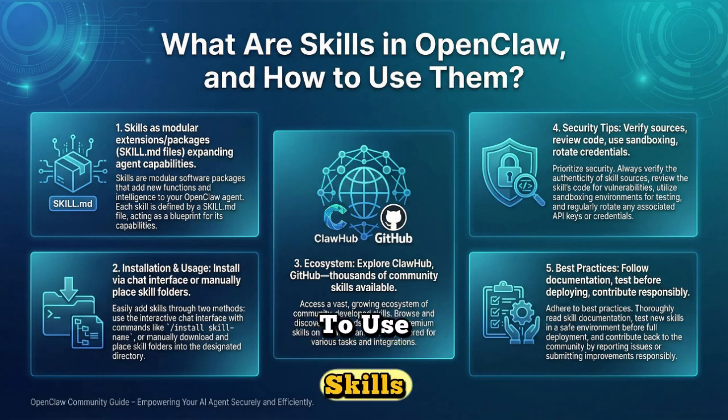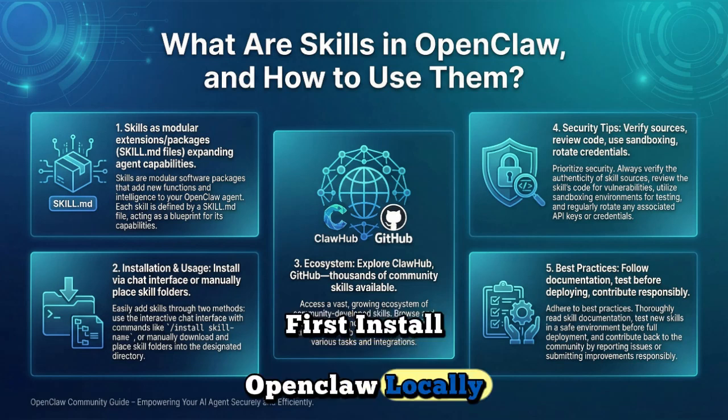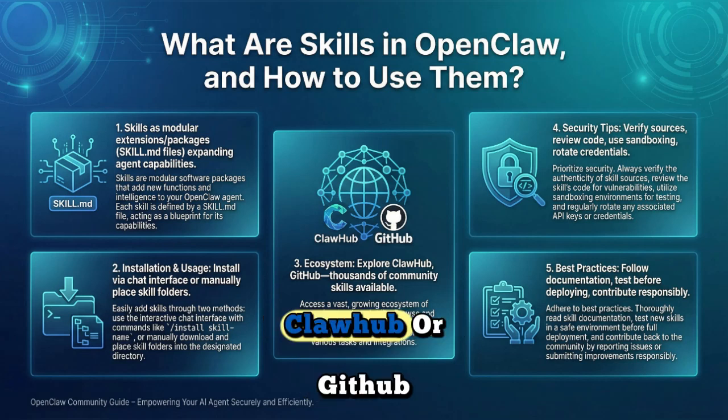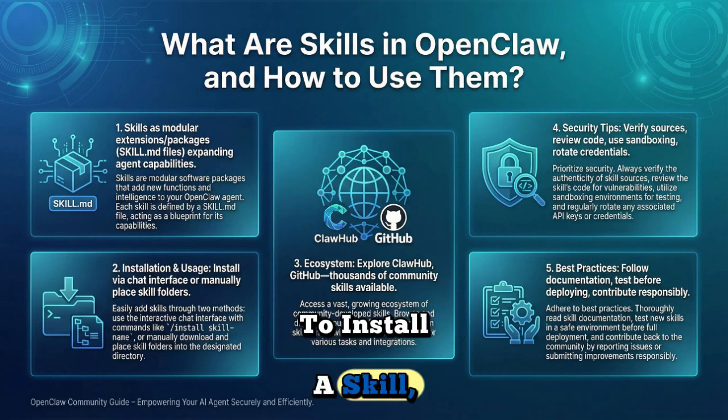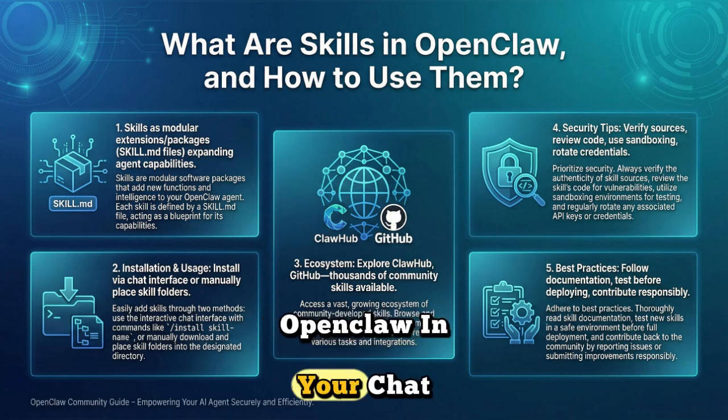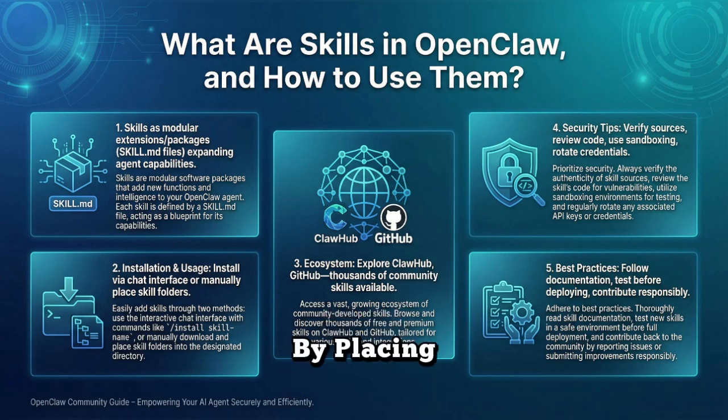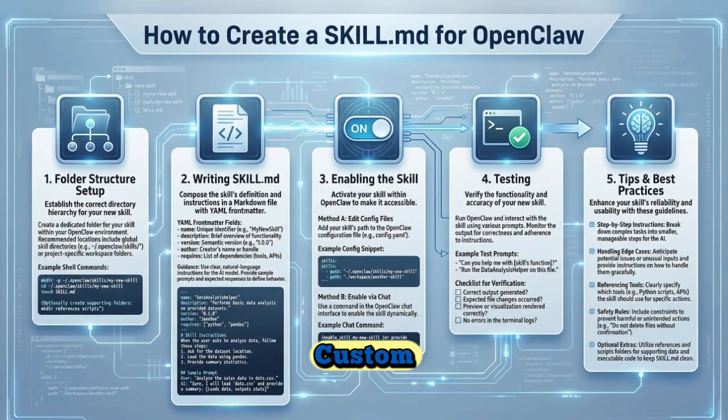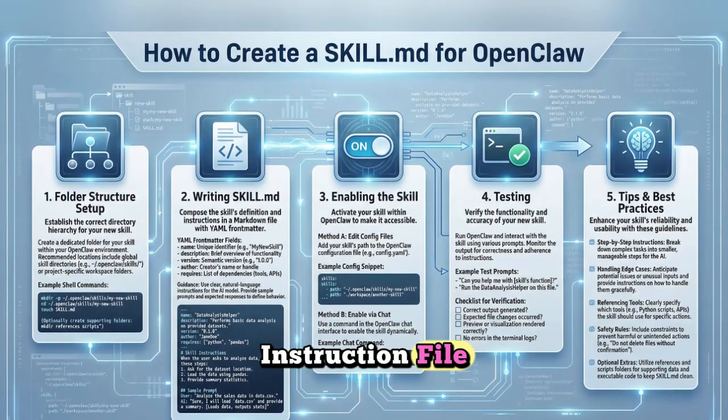To use skills, first install OpenClaw locally, then discover skills by browsing ClawHub or GitHub. To install a skill, you can prompt OpenClaw in your chat interface or do it manually by placing the skill folder in the skills directory. Once installed, simply prompt the agent to use the skill. You can even create your own custom skills by writing a simple instruction file.